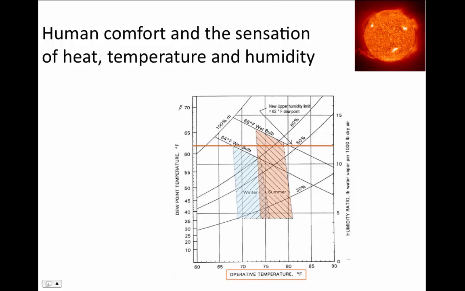Talk just a minute about human comfort and the sensation of heat, temperature, and humidity. So humans don't just feel the temperature. The comfort level of a human is not just directly related to the temperature. It's a complex equation that's related to the temperature, humidity, and heat flow. Let me give you an example of an experiment that the Navy did.